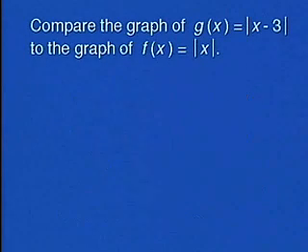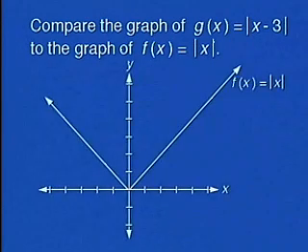Now, we can also do translations in a horizontal direction. Compare the graph of g of x equals the absolute value of x minus 3 with the graph of f of x equals the absolute value of x. Again, we'll go ahead and plot the graph, our familiar graph, f of x equals absolute value of x first.